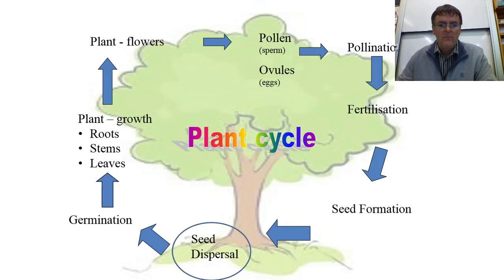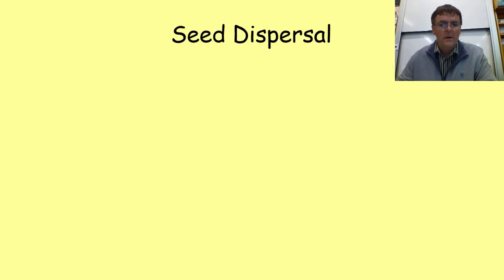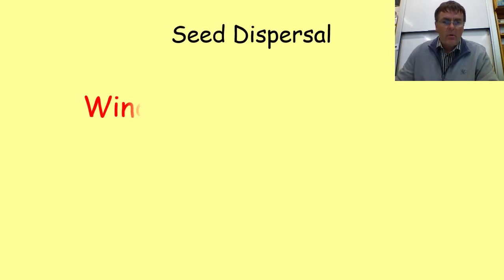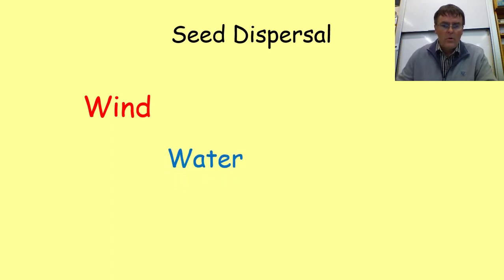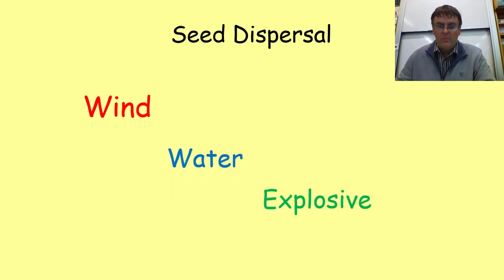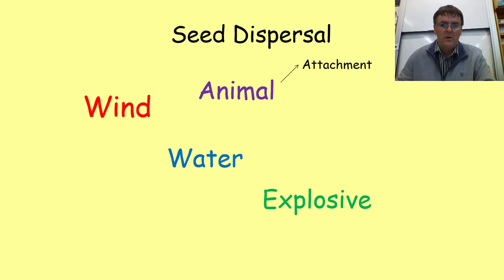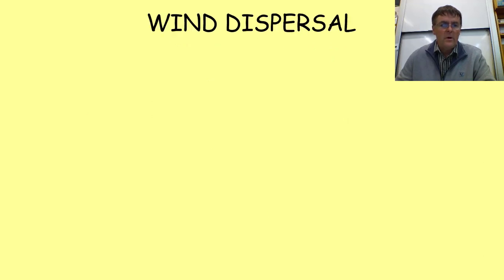Let's look at how they get to different places, because seeds can't walk. So how do they get around? They can be carried by wind. Water can float them around. There are some explosive ones, and there are animal-carried ones. Animal-carried ones come in two types. One, they can attach themselves to the outside, or two, they travel on the inside when they get eaten by an animal. So let's look at wind.